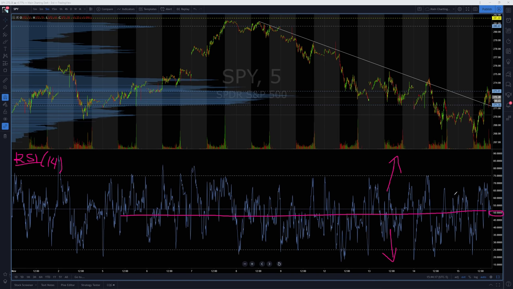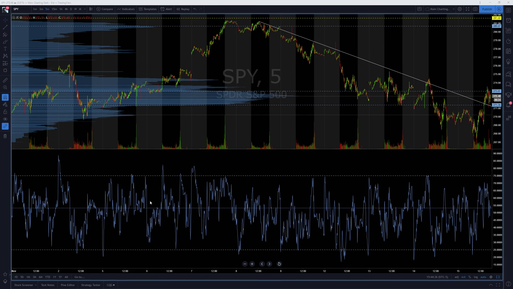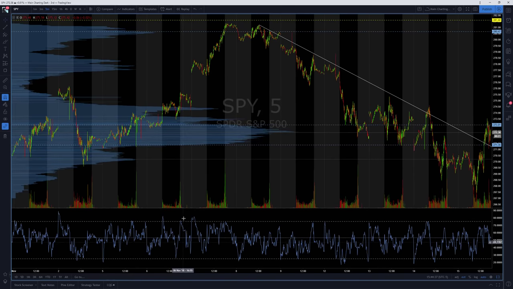And I basically use this not to try and time the market, but to have the market tell me whether the strength of a move is overbought or oversold. And that is likely to have a retracement back to the mean, which is the 50 mark on the RSI. And that's really all you should be using the RSI for.